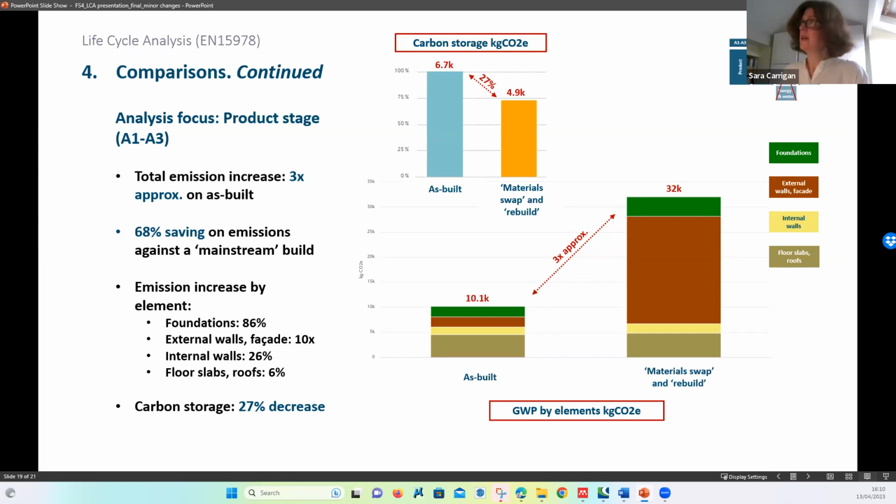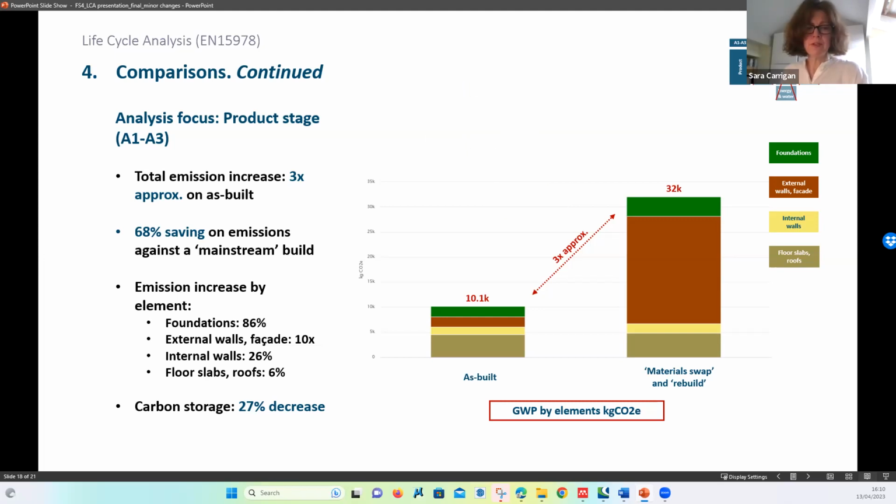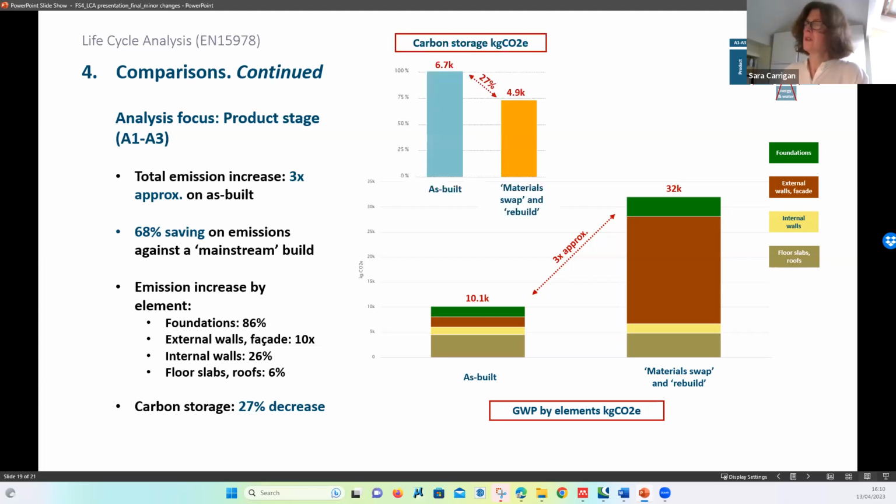The greatest emission increase was by far across the external walls and facade, which is primarily due to rebuilding the concrete walls, which are accounted for as existing in the as-built scenario. Notably, carbon storage reduces by 27% due to the replacement of the wood component of the insulation materials.